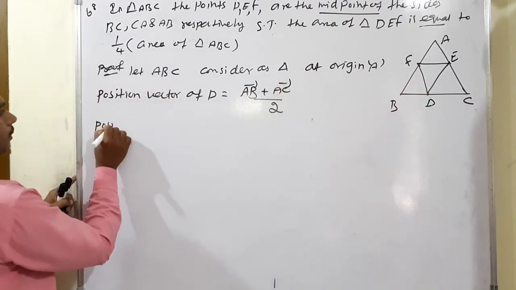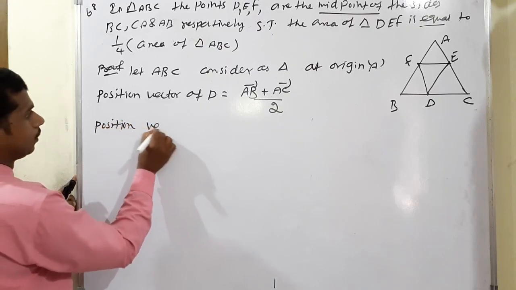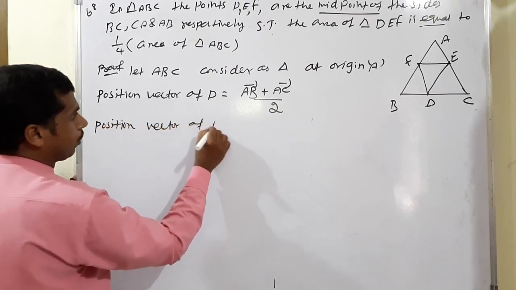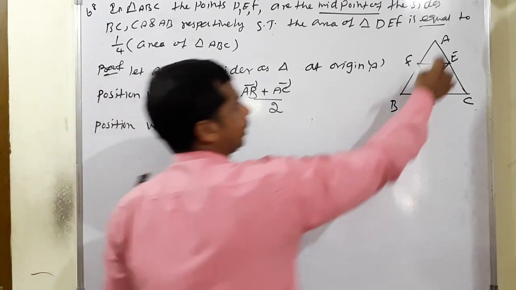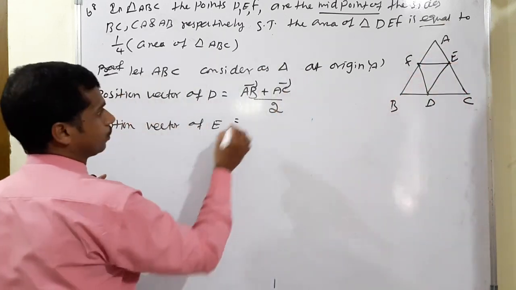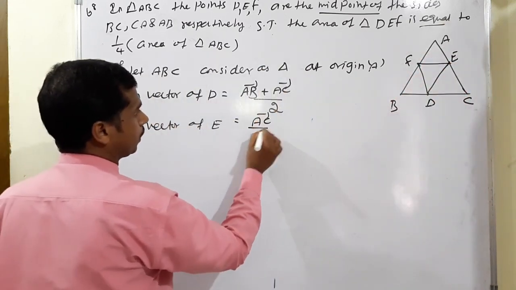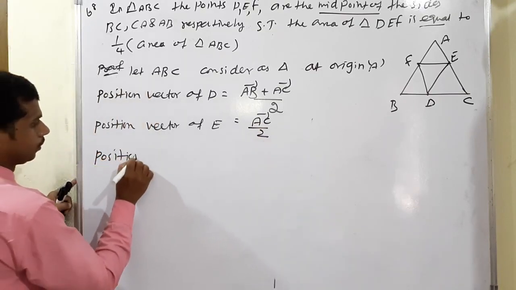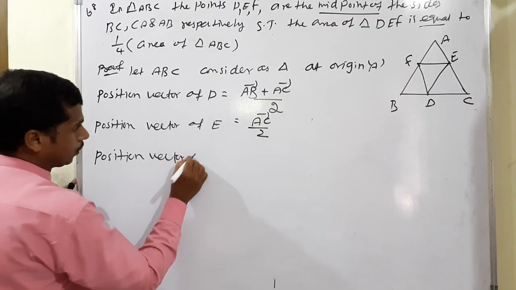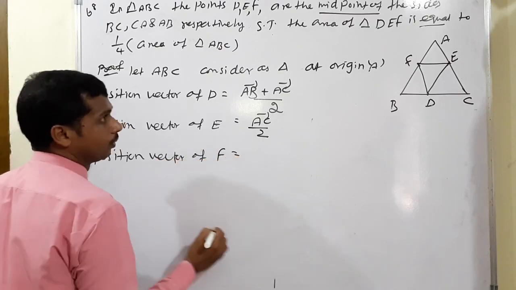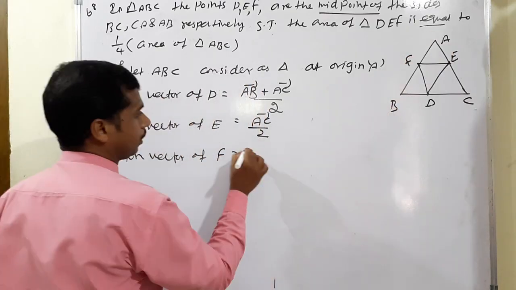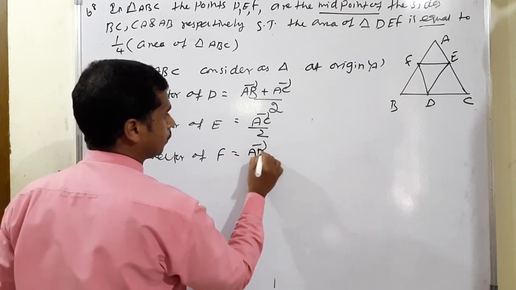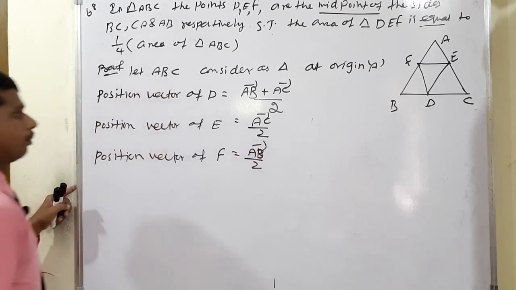Next one, position vector of E. What is the meaning? AC vector divided by 2. Next one, position vector of F is equal to AB vector divided by 2.